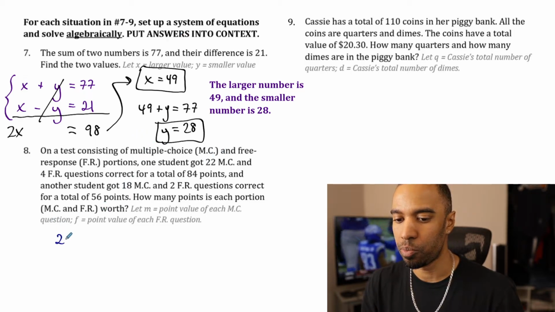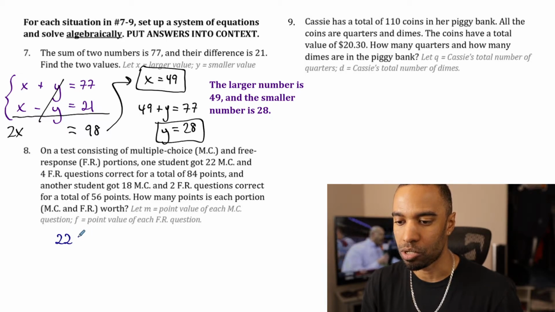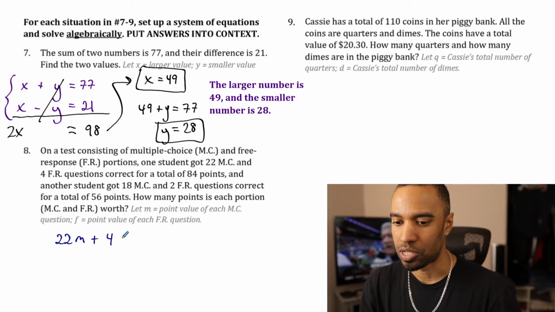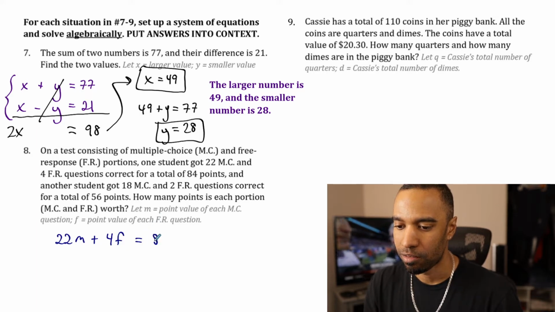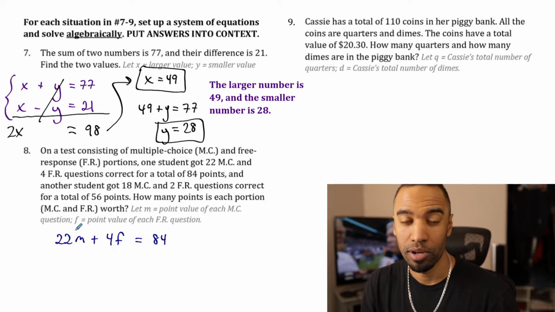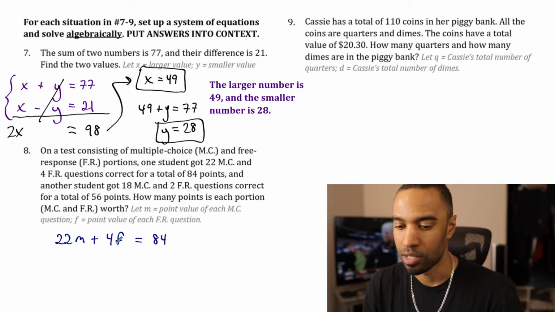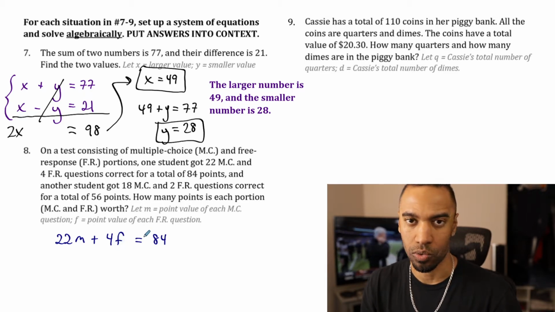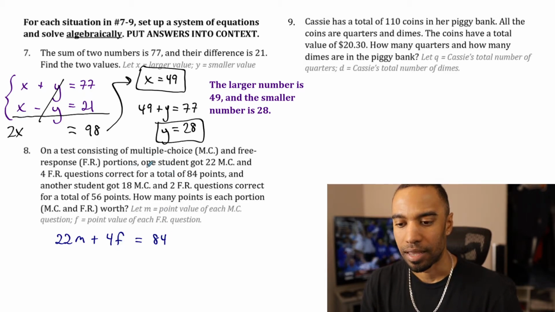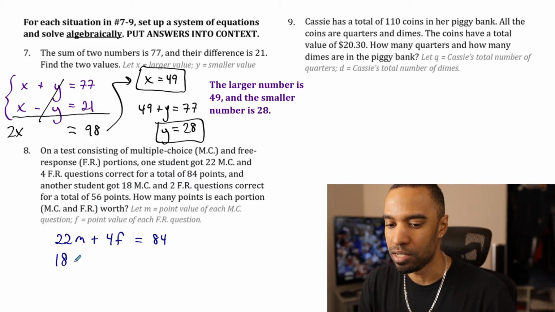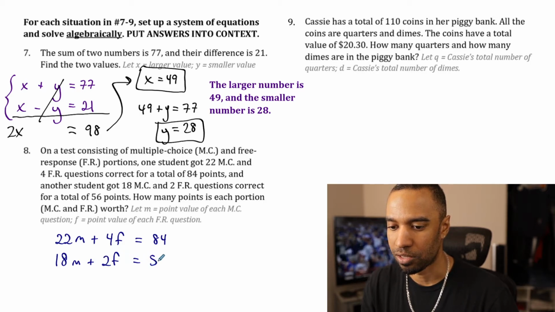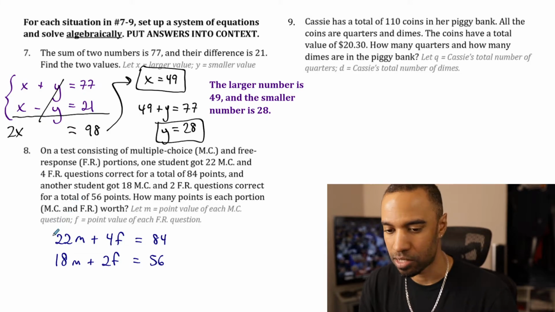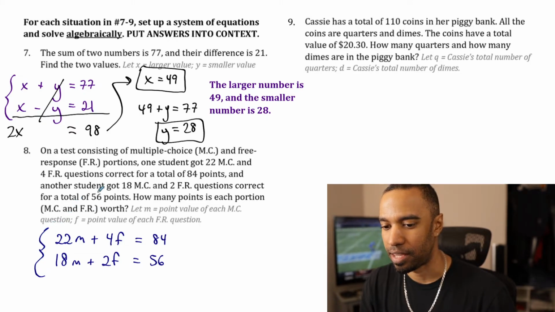If you multiply 22 multiple choice questions correct times the value of each multiple choice question, and add that with 4 correct free response questions times the value of each free response, assuming no partial credit allowed, that's a total of 84 points. The number of points made from multiple choice questions answered correctly, plus the number of points made from free response questions answered correctly, equals 84 points total. Now that's one student, and the other student has the other bit. 18m plus 2f equals 56. Okay, that's the system. So we got to go ahead and solve this guy here.